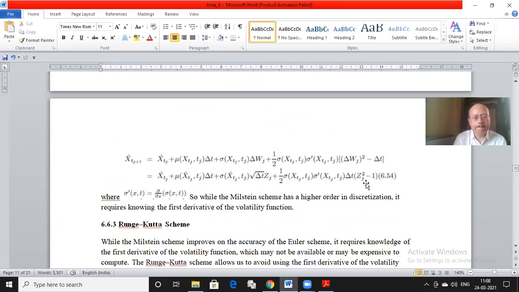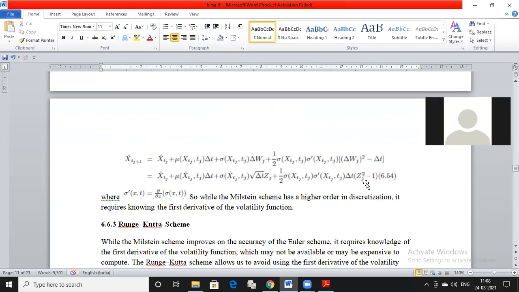Okay, is this scheme clear? I just want to keep all the terms in 653, so I rewrite the discretized version in terms of a standard normal random variable. Yes, sir.